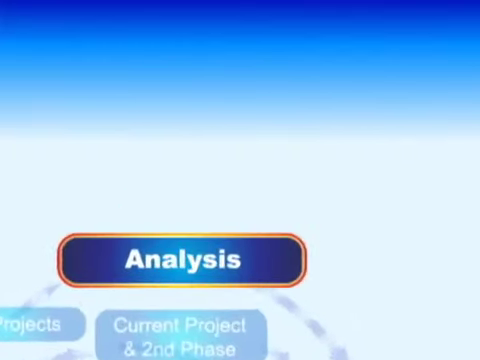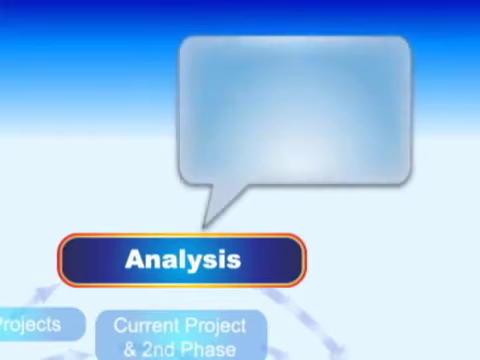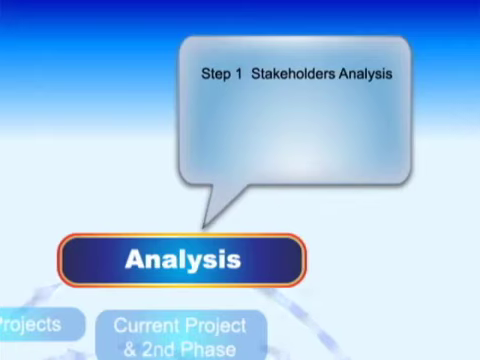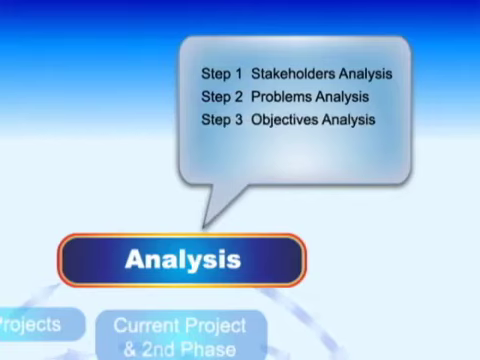First, let us have a closer look at the analysis stage. The first analysis stage has 4 steps, namely 1. Stakeholders analysis, 2. Problems analysis, 3. Objectives analysis, and 4. Project selection.